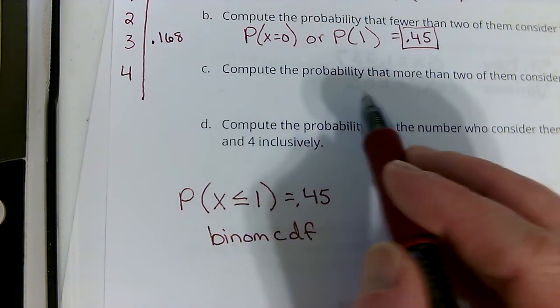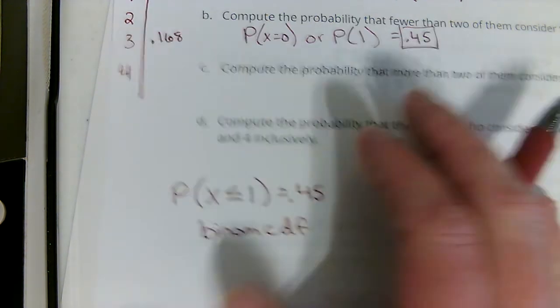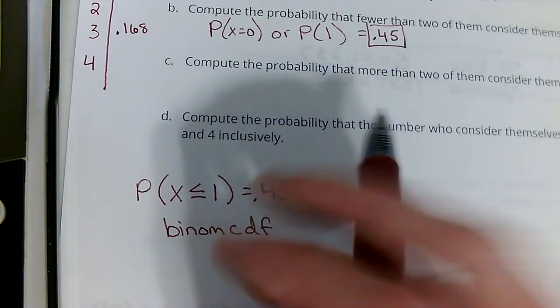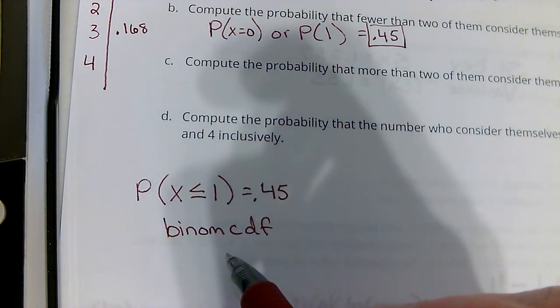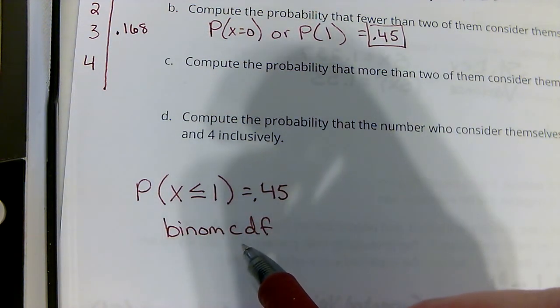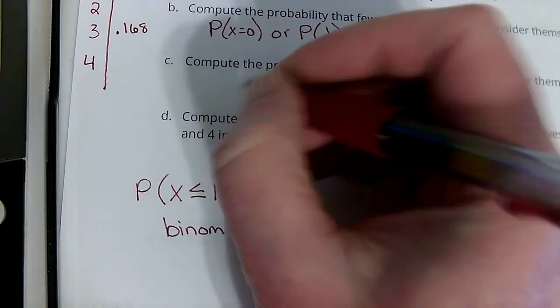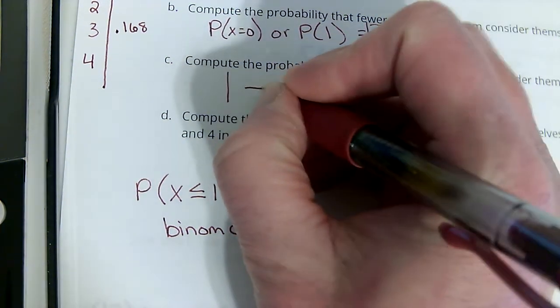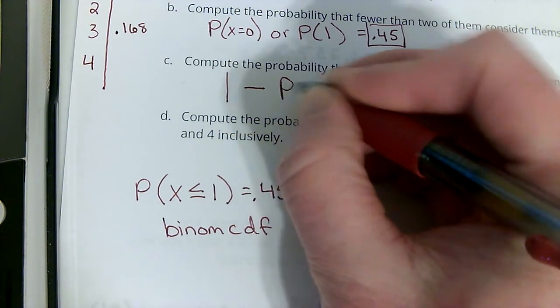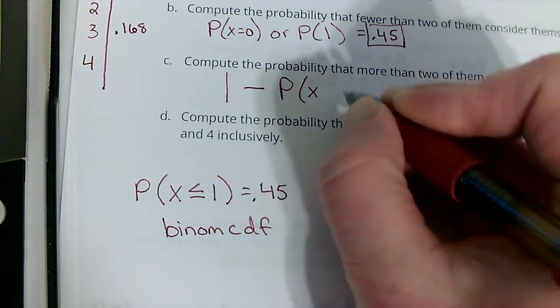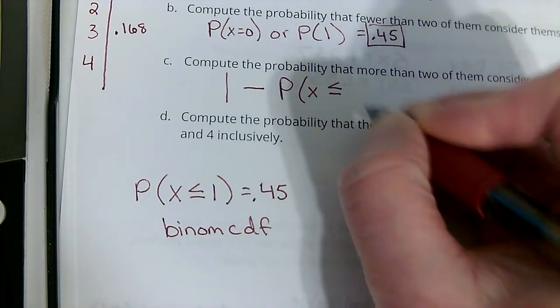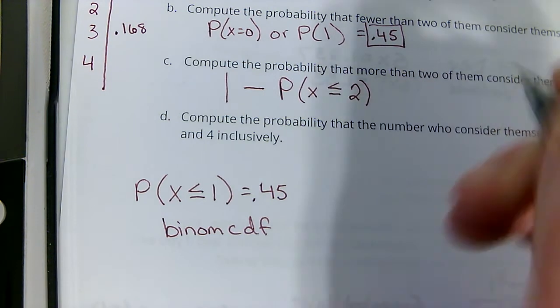Now, compute the probability that more than 2 of them consider themselves gamers. Well, the CDF only does less than. More than 2, well, how about we do 1 minus the probability that x is less than or equal to 2.